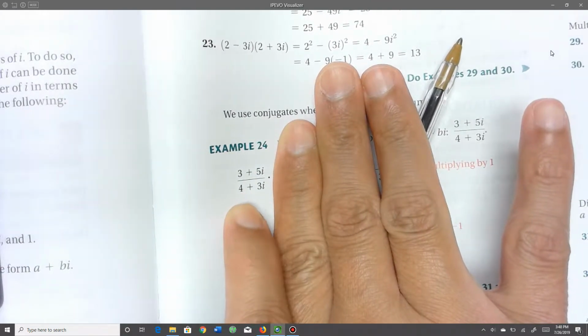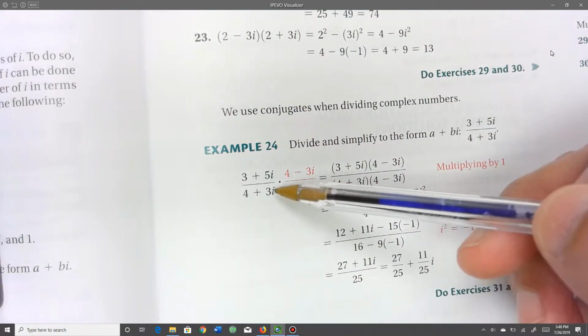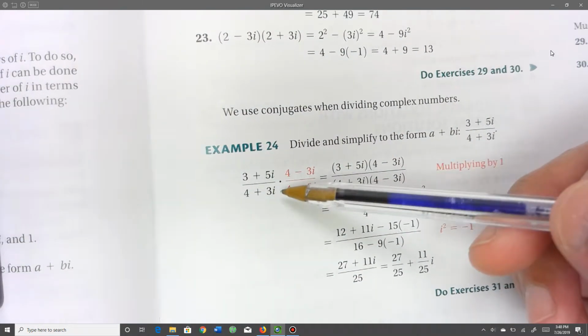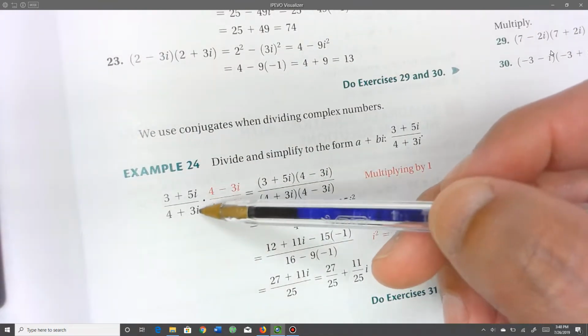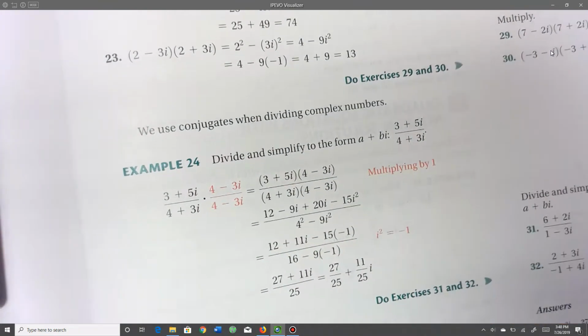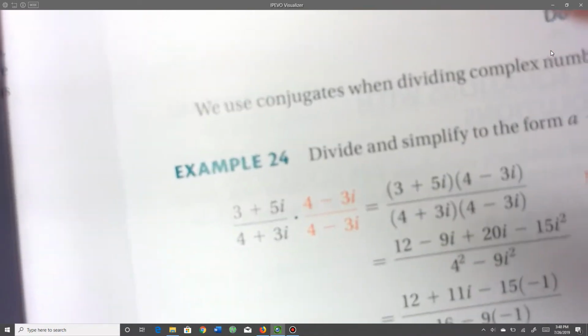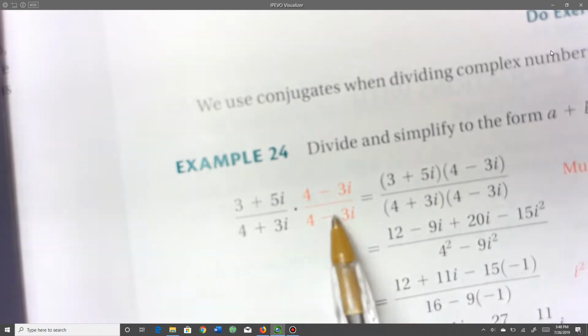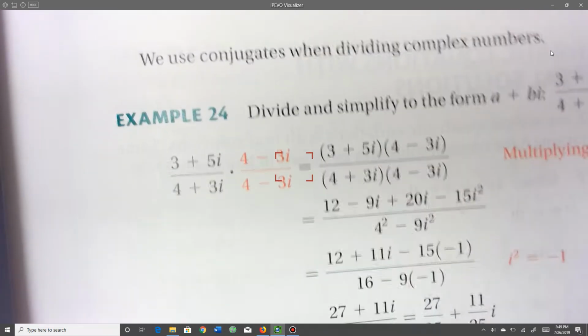Radical expressions. And in math, we don't want an i in the denominator. Just like square roots, we don't want i's in the denominators. So we simplify that by multiplying times its conjugate.